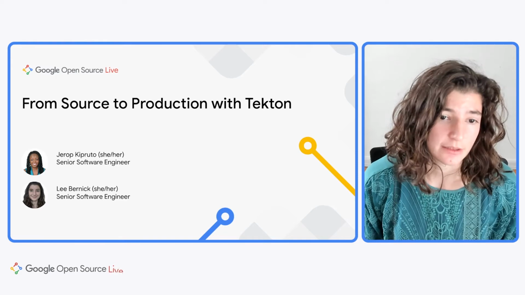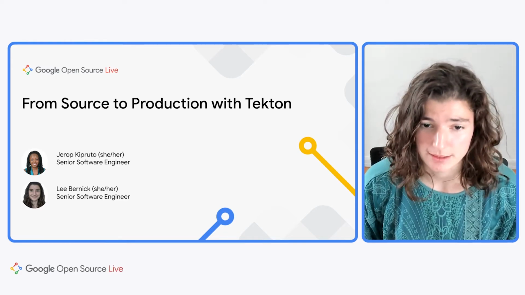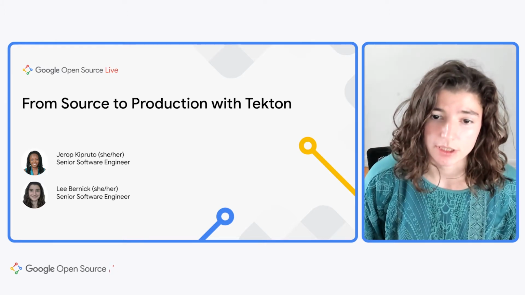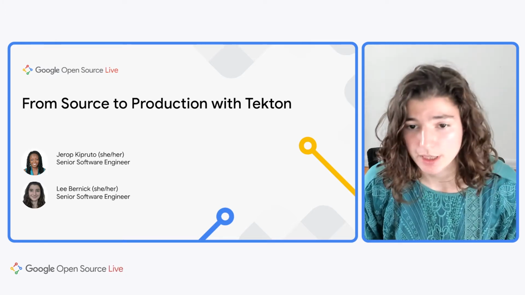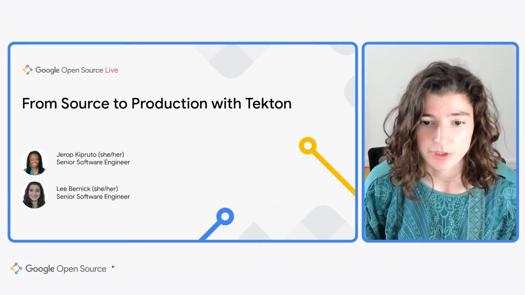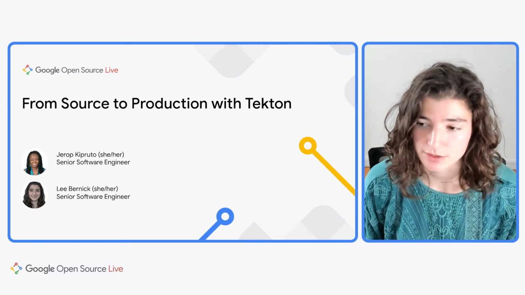Jerop's going to explain the core features of Tekton pipelines, using it to build up a release pipeline from scratch. And I'm going to explain how you can further automate this release process with Tekton triggers by automatically firing this pipeline run whenever certain events occur on a GitHub repository.